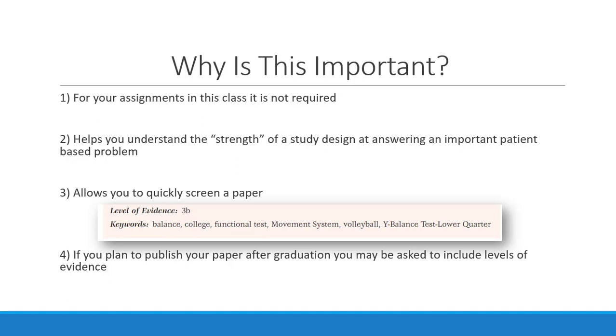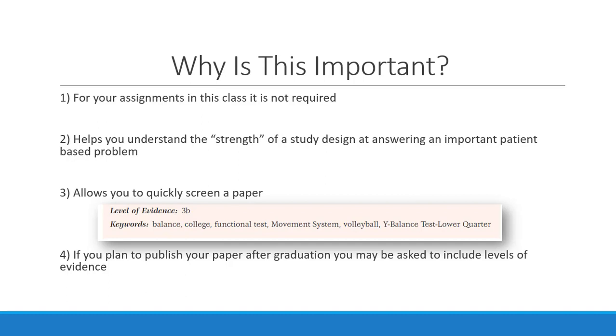Knowing the levels of evidence also allows you to quickly screen a paper. So, for example, there are some physical therapy journals, and this was something from one of my publications. Level of evidence 3B was tacked onto it. So that gives you an idea like, oh, okay, that's where that fits.